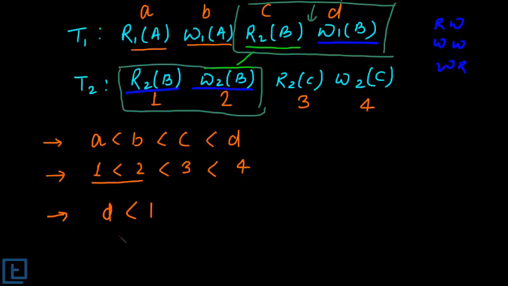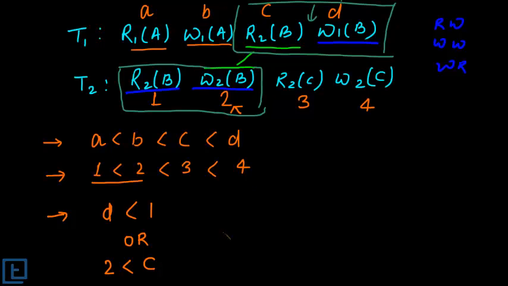But we have another situation, which is that this operation which we have labeled as 2, R2B, will be performed before this operation which we have labeled as C. In that situation we have another constraint, which is, let's write it OR, that 2 should be less than C. So these are the constraints which we have to follow.